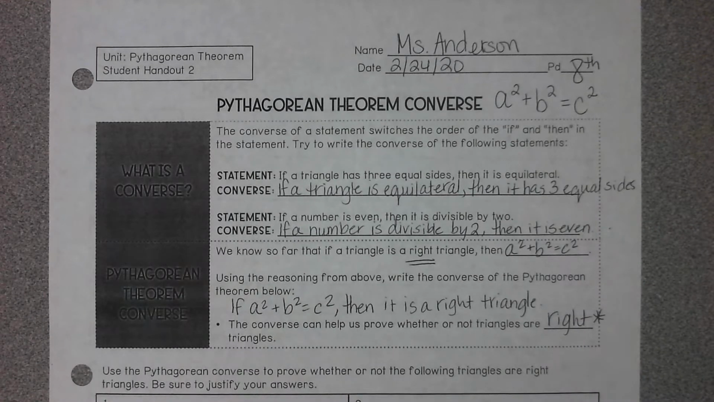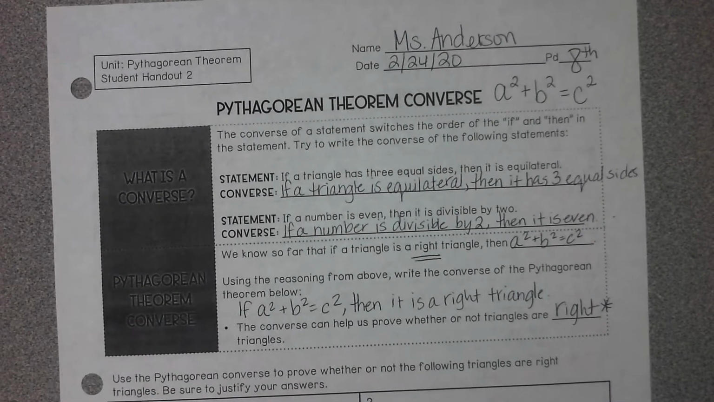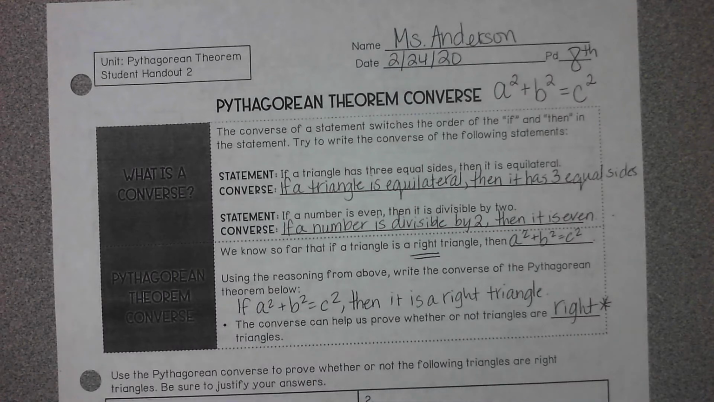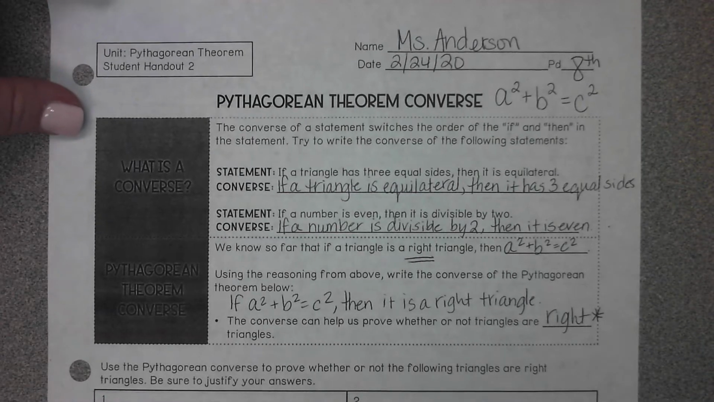Okay, so we're just going to use the formula and we're going to plug in the numbers that they give us, and then if the numbers equal each other, if the rule checks out, then it's a right triangle. If it doesn't, then we know that it's not a right triangle. Okay, so if you need to pause the video, go ahead so you can get all of this down. This is your notes for the day, and then we can move on to number 1.